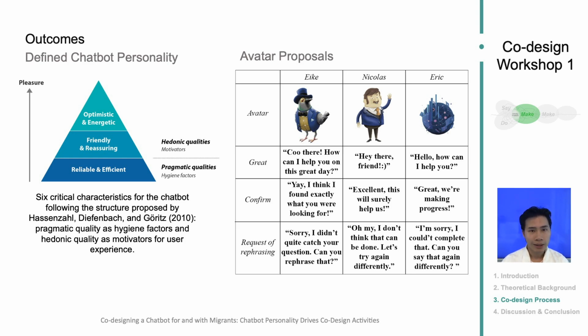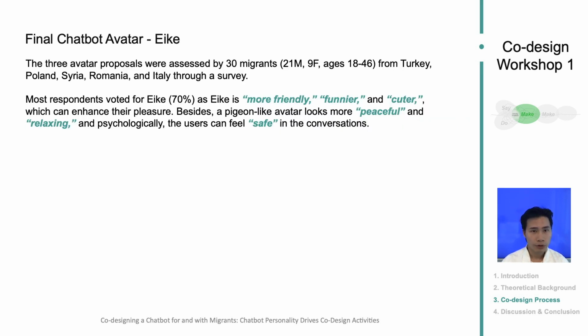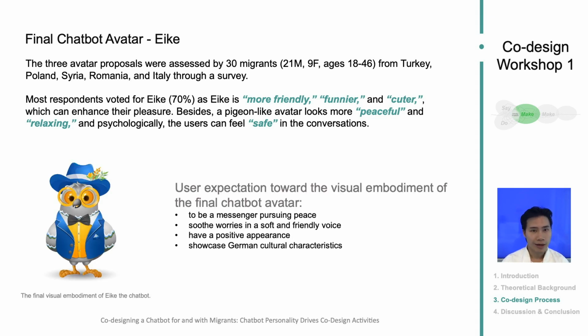The second candidate, Niklaus, is created based on a human persona. He is defined as a German researcher of cultural science. The final candidate is Eric, who is a friendly and helpful technological being. The three proposals were then evaluated by more migrants through a survey. Most respondents voted for Yichen. They think Yichen is more friendly, funnier, and cuter. Besides, a pigeon-like avatar looks more peaceful and relaxing, and psychologically, the user can feel safe in a conversation. The final avatar was then created based on the workshop outcome and the survey findings.